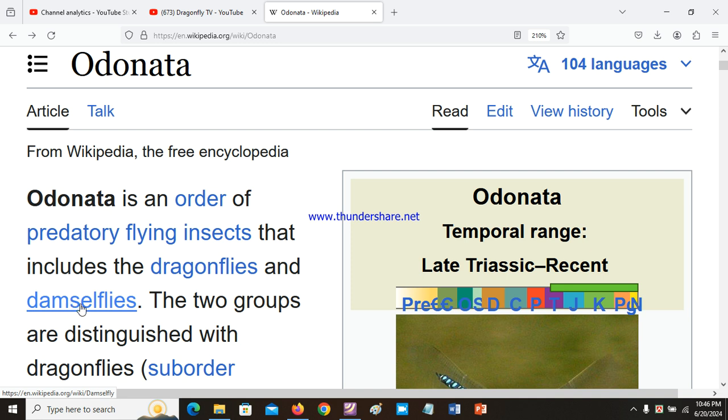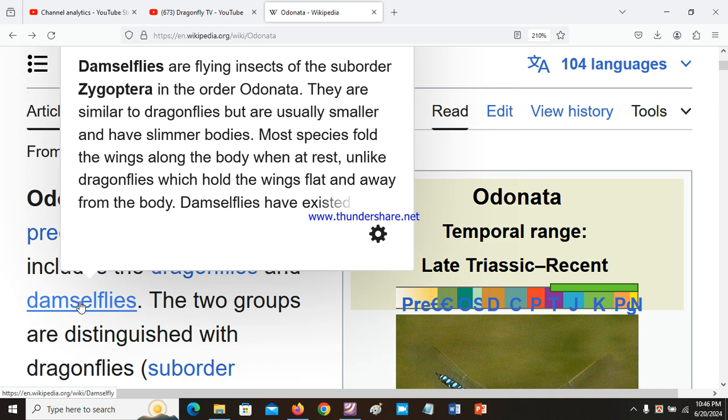And damselflies. Damselflies are flying insects of the suborder Zygoptera in the order Odonata. They are similar to dragonflies but are usually smaller and have slimmer bodies. Most species fold the wings along the body when at rest, unlike dragonflies, which hold the wings flat and away from the body.